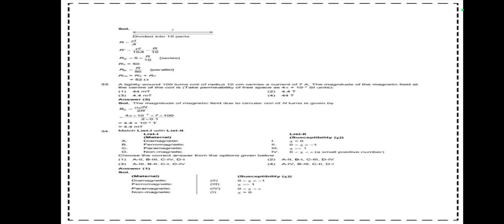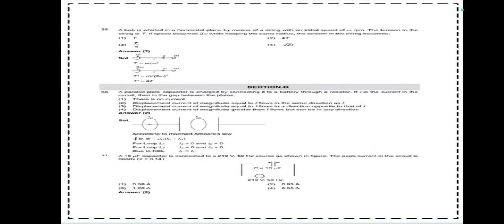Diamagnetic, 0 is greater than x is greater than or equal to -1. Ferromagnetic, x is greater than 1. Paramagnetic, 0 is greater than x is greater than 0. Non-magnetic, x is equal to 1. x is equal to 0. Answer is 1.